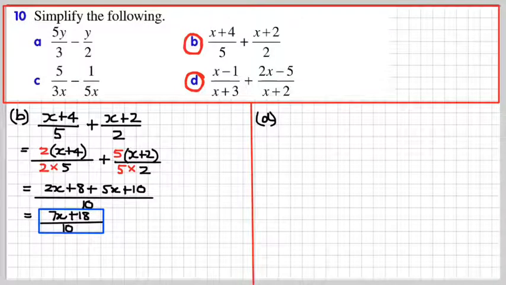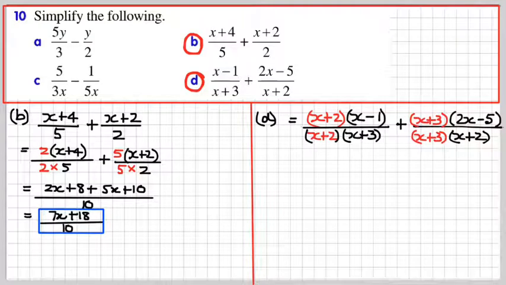Alright, now here comes D. This is a bit more troublesome. Yes, what did I do? What did I do? I basically got this fraction here.